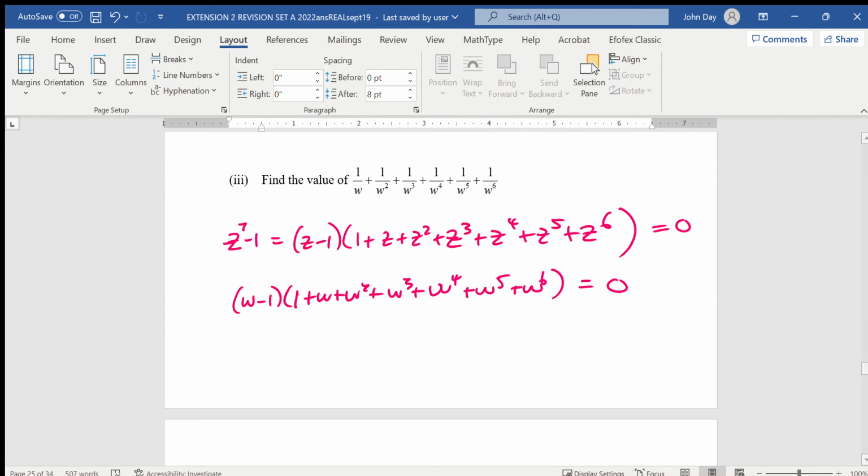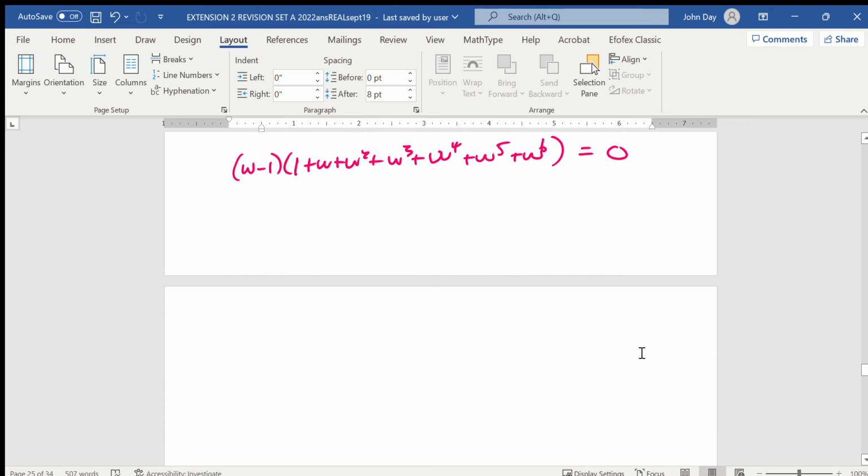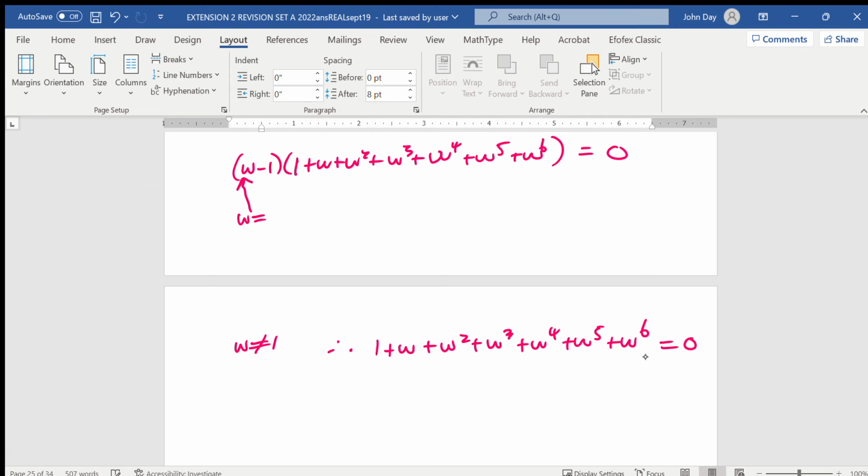And we know that w is not equal to 1 because it's the root with the smallest positive argument, and 1 has an argument of 0. So w is not equal to 1. Therefore, 1 plus w plus w squared plus w cubed plus w4 plus w5 plus w6 must equal 0. Because if w were 1, then 1 minus 1 is 0, and it would make the whole expression 0. But we know it's not equal to 1.